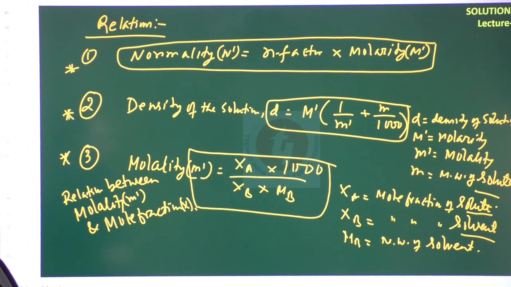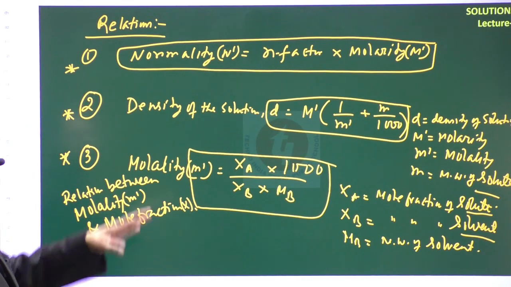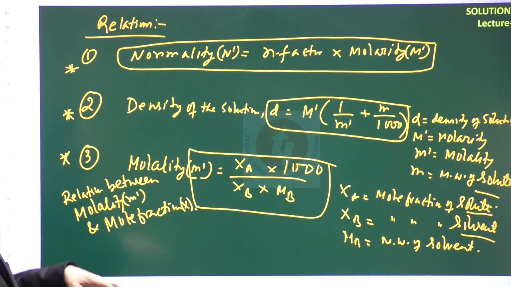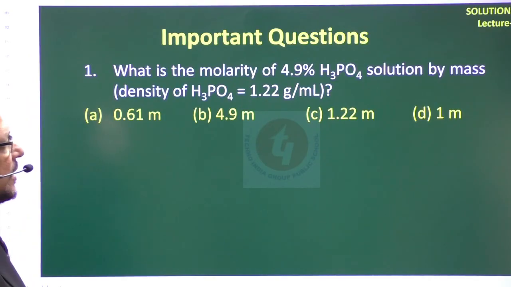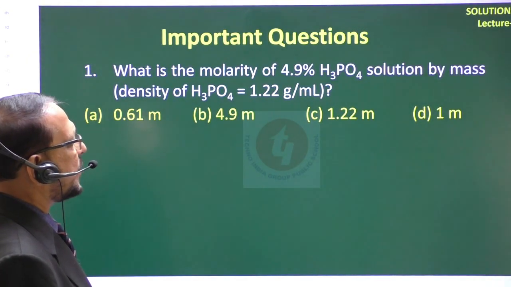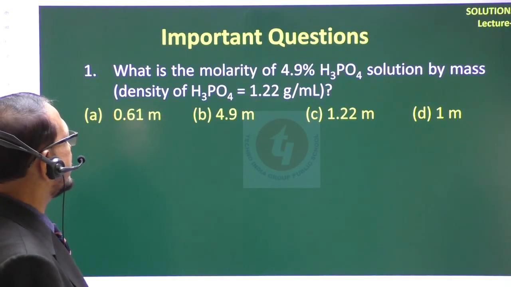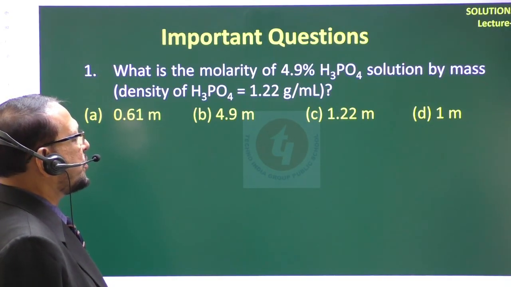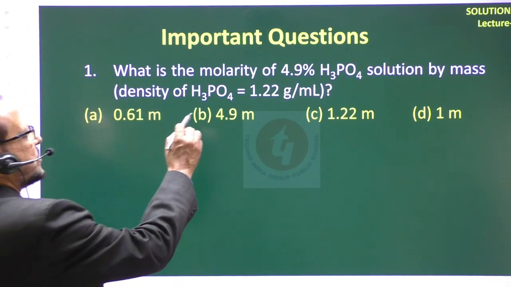And for normality and molarity conversion I am giving, normality of mixing and molarity of mixing you have learned in class 11. That I am not discussing. Now let us do some numericals, very simple numericals. What is the molarity of 4.9% H2SO4 solution by mass, if the density of the H2SO4 solution is given? So what percentage is given?